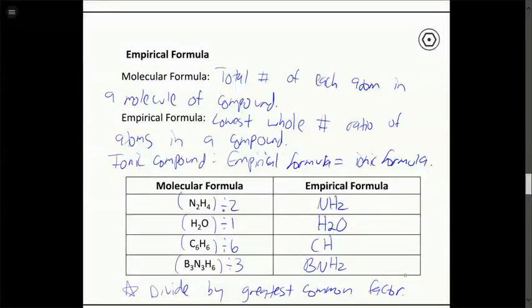Now, it turns out that empirical formula is not as useful of a parameter as molecular formula, because it doesn't tell us anything about the structure of the molecule. So why do we even care about it? Well, the reason is that a mass percent will only tell you the empirical formula. It won't tell you directly the molecular formula.